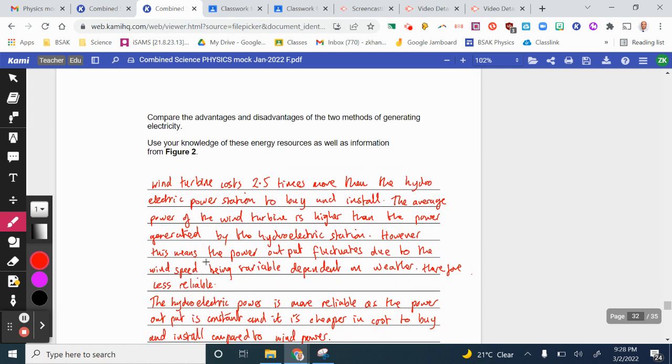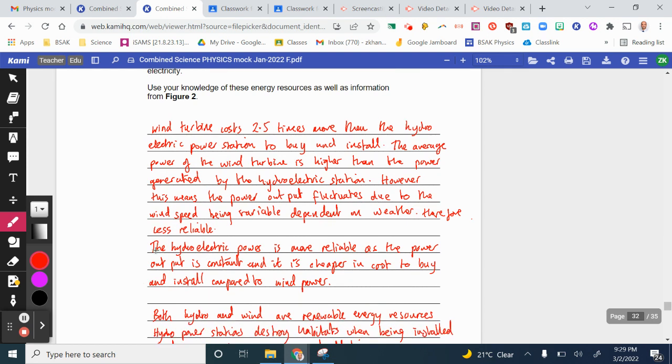However, this means that the power output fluctuates. So now we talk generally about wind power. We know that because we're talking about average, the output power is changing. Why? It's because we know that it's not always windy. Okay, so the wind speed could be variable. Sometimes the wind speed is high, sometimes there is no wind. So the power changes based on the weather and therefore is less reliable. So this is a third point that we can mention that gives us a third possible mark.